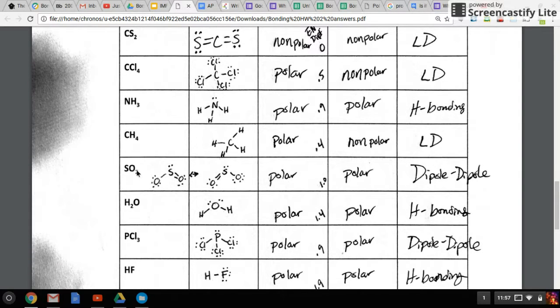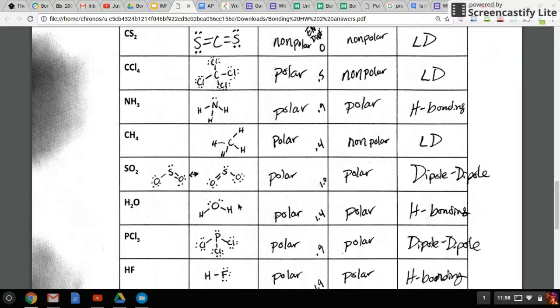SO2, its structure ends up having to be a resonance structure, so you would have had to draw both. This is bent, so we've got 3 things around a central atom, but there is 1 unshared pair. And the bonds, the SO bonds, are polar, quite polar. They have an electronegativity difference of 1. And the molecule itself is polar because of this unshared pair on the center atom. It makes the molecule non-symmetrical. So we have a polar molecule, and this would undergo dipole-dipole interactions between molecules of SO2.